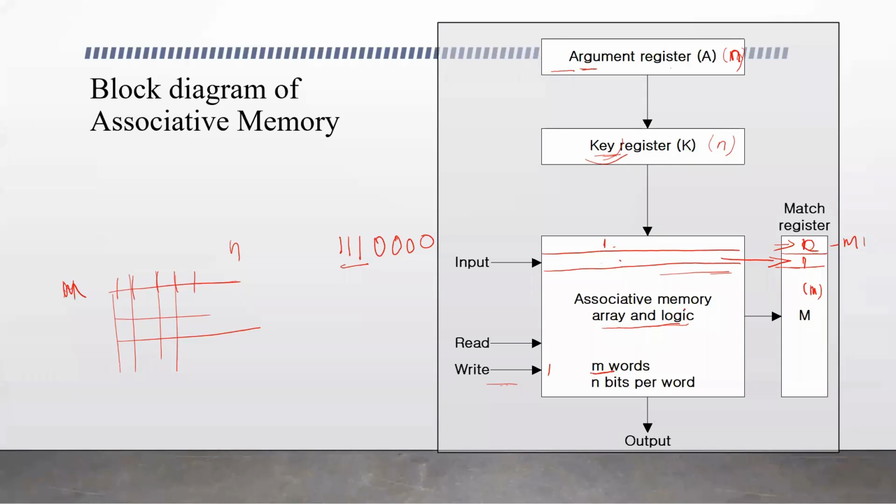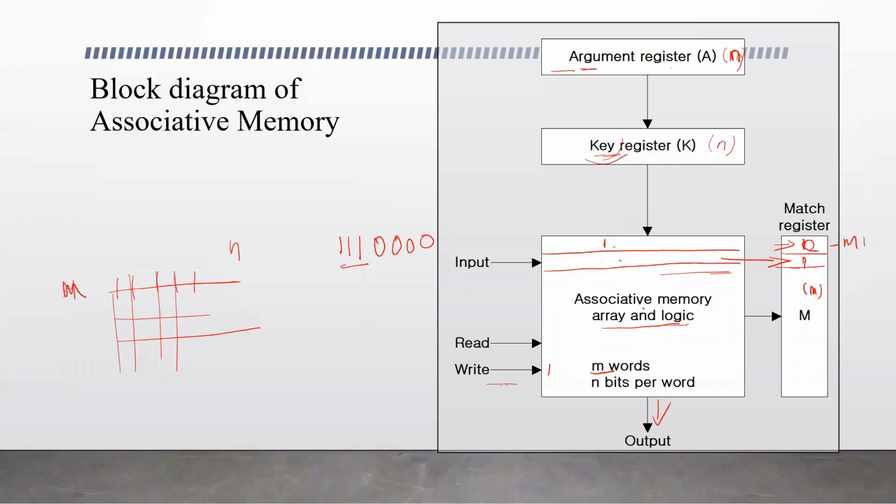So here this is the associative memory array and logic. We have m words in this and n bits per word. Each word has n bits, and the controls used are read and write. Read is to read data from the memory through the output, and write is to input data, to write data into the memory. And to search, it is content addressable memory.